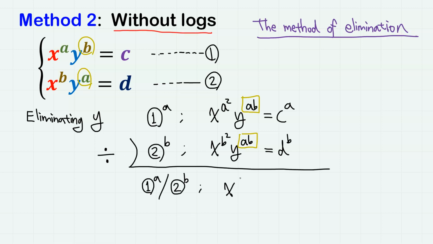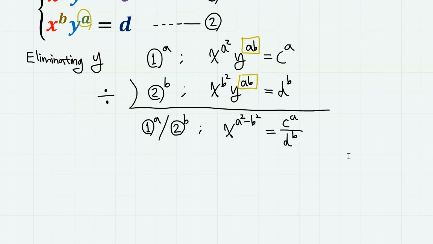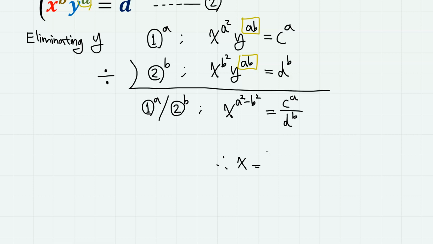Then we have x to the power of a squared minus b squared by the exponent rule, and y is eliminated. And on the right hand side, we have c to the power of a over d to the power of b. This gives x as c to the power of a over d to the power of b raised to the power of 1 over a squared minus b squared.